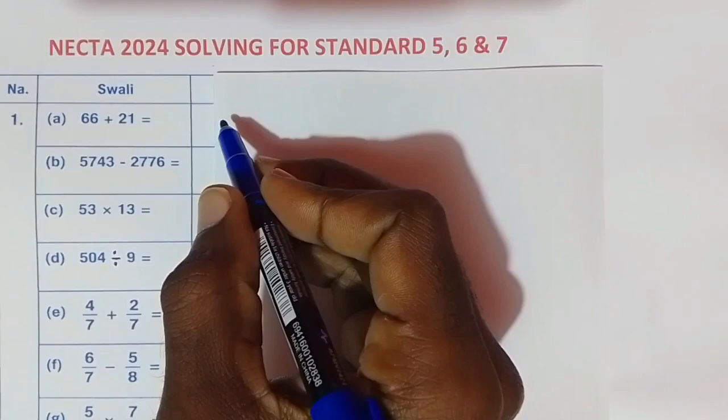Let's go and do question number 1B. They have given to us 5,743 take away 2,776. First of all, we are going to put it into vertical.